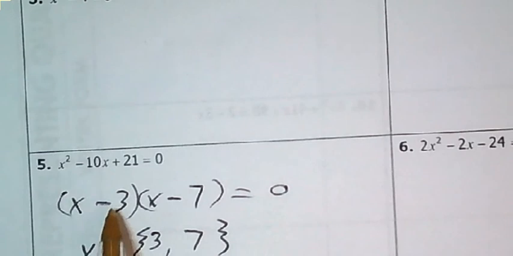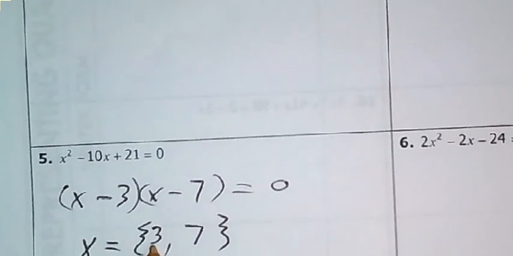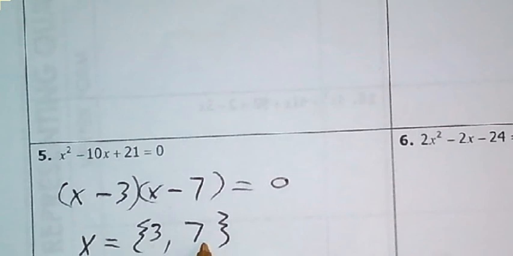What if these were positive? Then you would have negative solutions, because you're looking for the opposite. You're looking for what makes that factor equal to 0. These are your solutions, or roots. If this was a function, they would be the zeros of the function, or your x-intercepts. If I graph this, the graph would cross the x-axis at 3 and 7. So whatever is inside the parentheses, you take the opposite of it to get your solution.